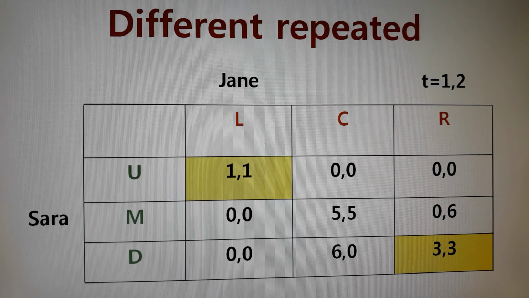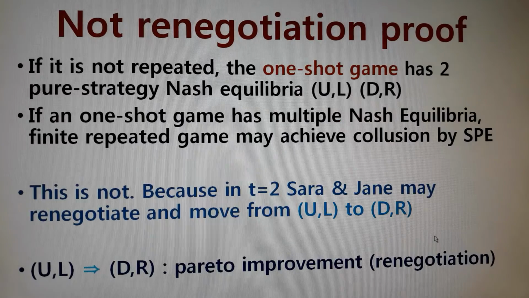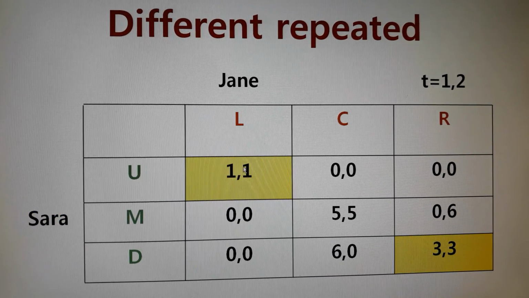Okay, so what can survive the renegotiation proof standard? If Sarah and Jane agree to UL, that is another subgame perfect equilibrium, but it's not going to survive because they will change to 3 and 3. If it's DR in T1 and UL in T2, that would not survive because at the beginning of T2, they will talk to each other and move to 3, 3. Here I mentioned Pareto improvement because if they agree to play U and L and get 1, 1, they can make a Pareto improvement to 3 and 3. So there's another Nash equilibrium which gives them a Pareto improvement. They will never play the original one. They will move to the Pareto improvement result. Okay.